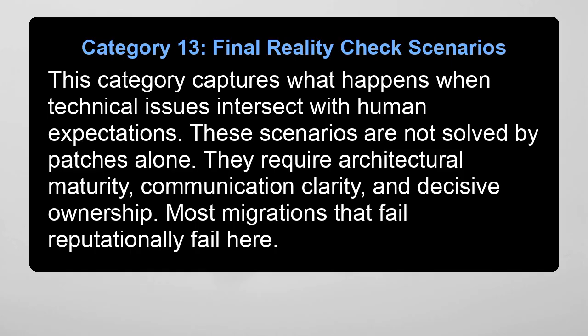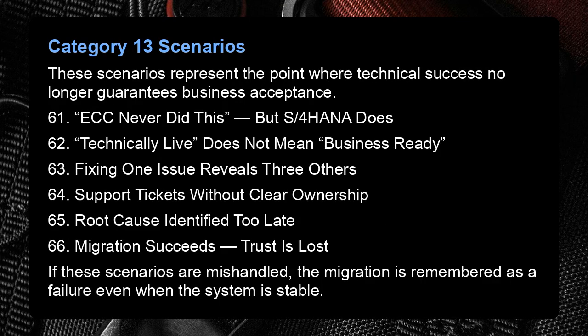Category 13. Final reality check scenarios. This category captures what happens when technical issues intersect with human expectations. These scenarios are not solved by patches alone. They require architectural maturity, communication clarity, and decisive ownership. Most migrations that fail reputationally fail here. Category 13 scenarios represent the point where technical success no longer guarantees business acceptance.